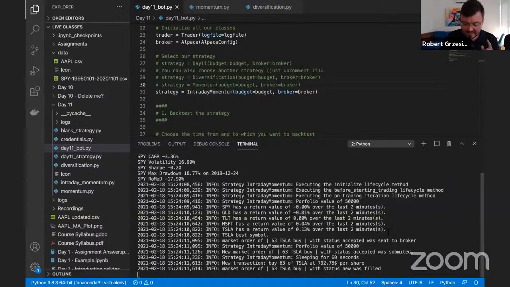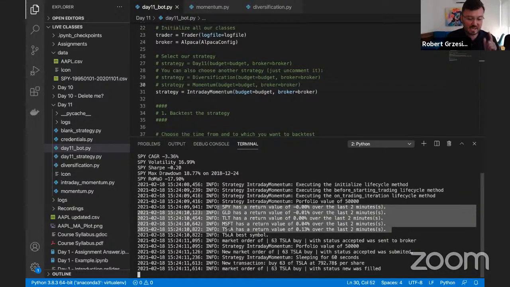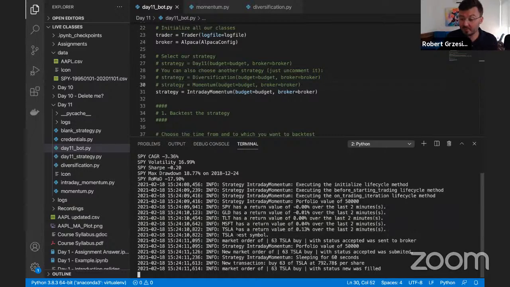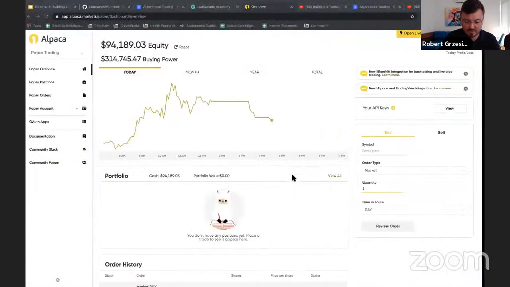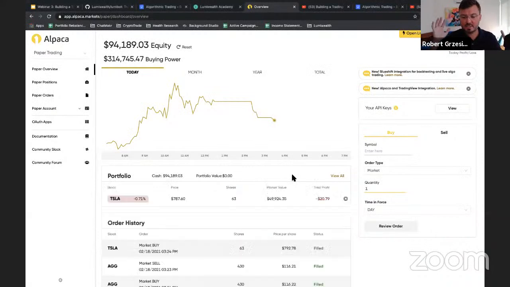Basically, it's looking at these 5 assets: SPY, GLD, TLT, MSFT, and Tesla. It tells you which one is doing the best and buys that one, right? So intraday momentum: which stock is doing the best today, and let's buy that one. Tesla happened to do the best, so when we turn over here, we will see it bought Tesla. I'm going to leave that running while I answer some questions.